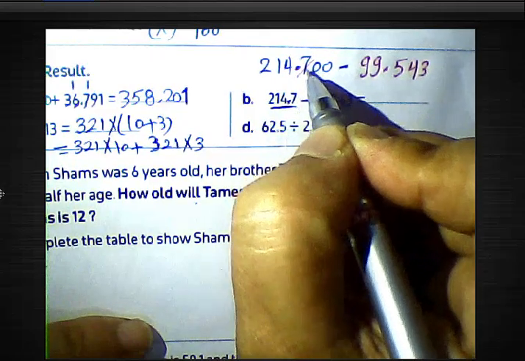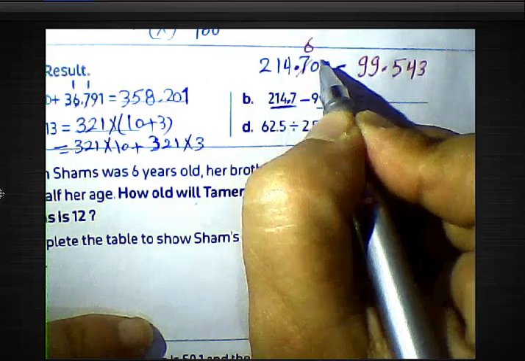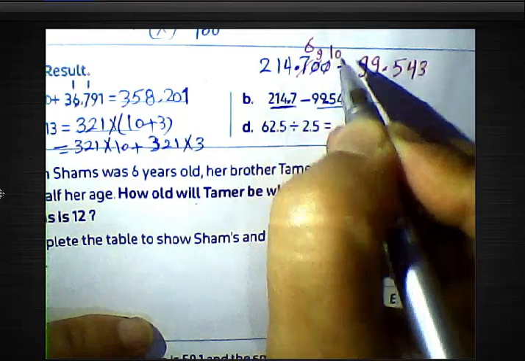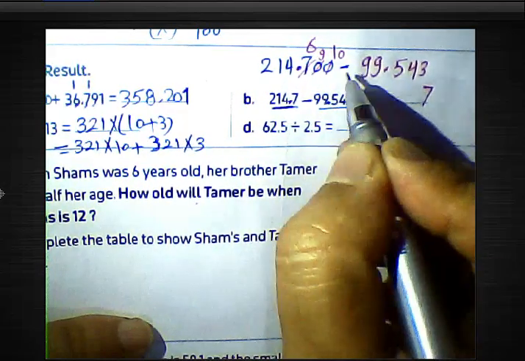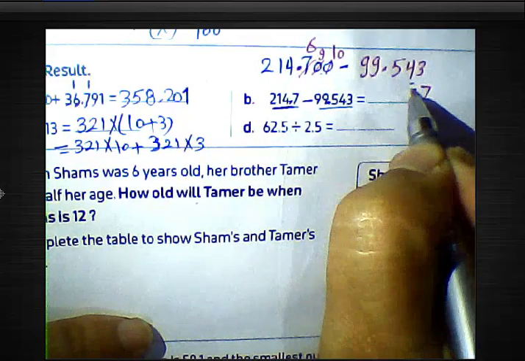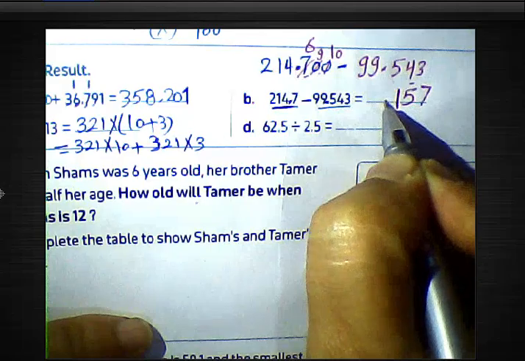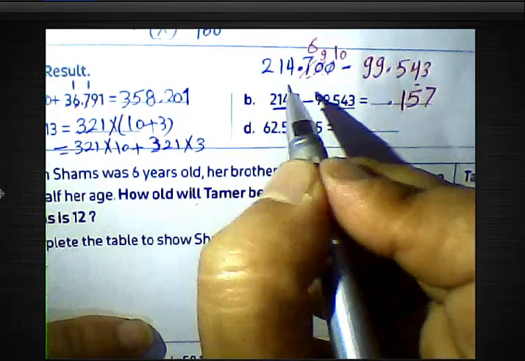So we must borrow 1 from 7, it will be 6 and 0 will be 10. 10 subtract 1 equals 9, and 0 will be 10. 10 minus 3 equals 7. 9 minus 4 equals 5. And 6 minus 5 equals 1. Put the point here. 4 minus 9, we can't do it.